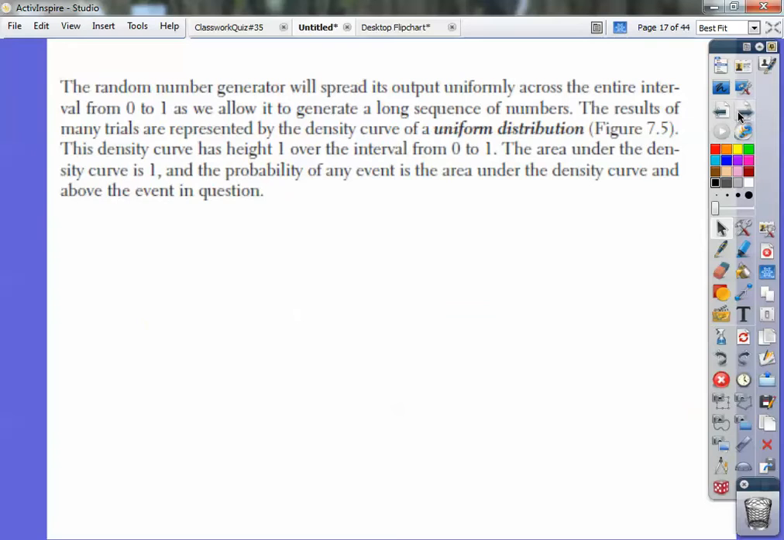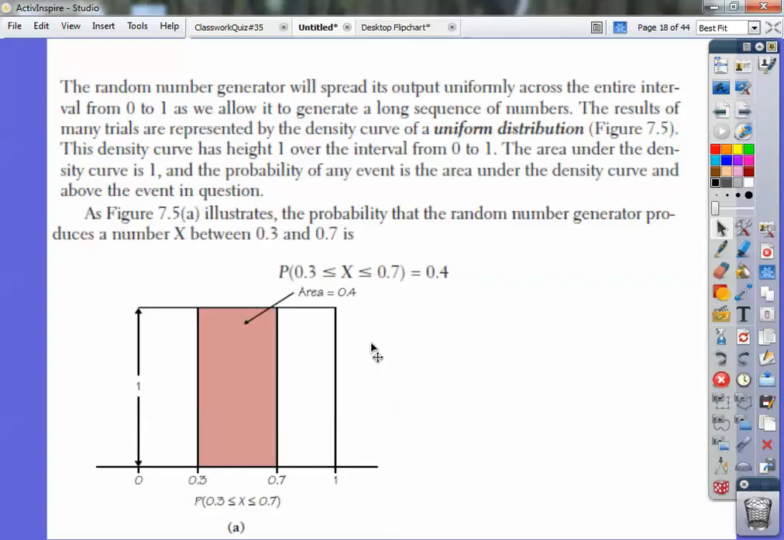I'm going to show you with an example, 7.3 on page 398, section B. So here it is. The random number generator will spread its output uniformly across the entire interval from 0 to 1. All right, now I'm going to just show you the picture. I'm going to jump right to this picture right here. In this picture, here's the picture from 0 to 1.